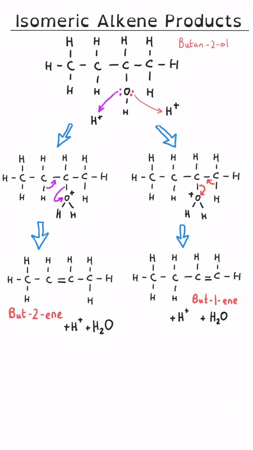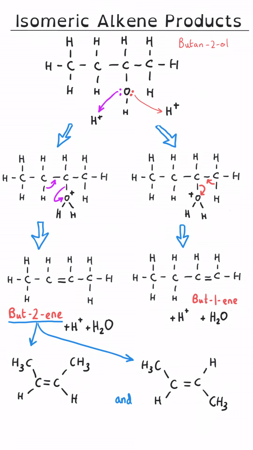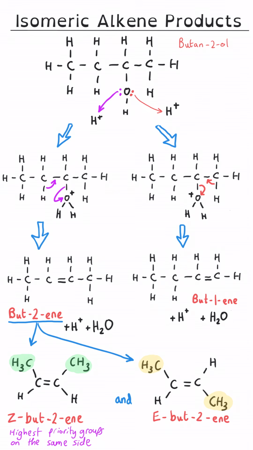Not only that, but-2-ene itself has got further isomers. We could have Z-but-2-ene, where those 2 methyl groups are on the same side, and that's given the subscript Z, which means together, zusammen from German, and then the other isomer is when the 2 methyl groups are apart, they're on opposite sides, and that's E-but-2-ene. So we've got, in fact, 3 different isomers produced: but-1-ene, Z-but-2-ene, and E-but-2-ene.